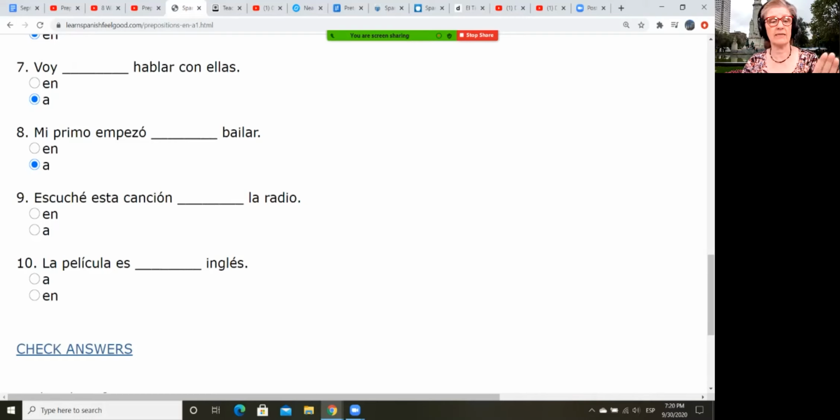Escuché esta canción en la radio. I listened to this song on the radio. There is no movement to escuchar. Not a verb of movement. It may prompt you to move, but escuchar by itself is not a verb of movement. So I'm not going to use a with that, okay? Always en. La película es en inglés. Is in English, well, we just need en.